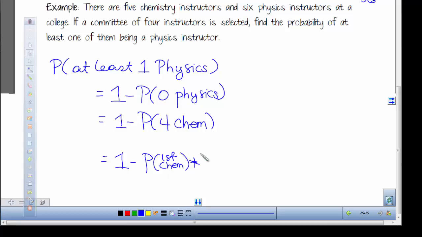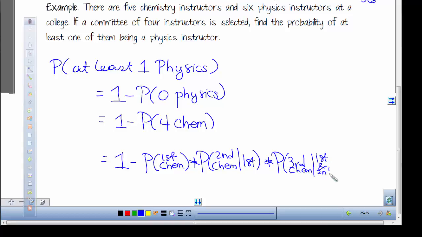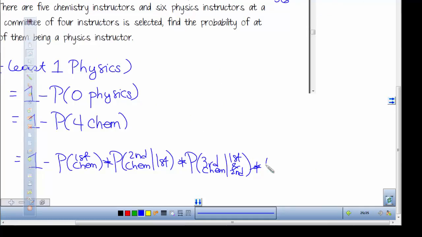okay, times the probability that the second is a chemistry instructor, given that the first was, times the probability that the third is a chemistry instructor, given the first and the second, times the probability that the fourth is a chemistry instructor, given the first, second, and third were all chemistry instructors.